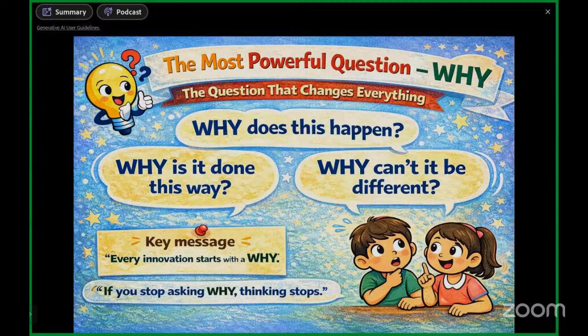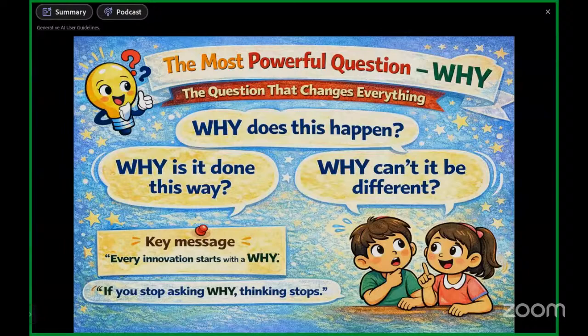Like, why does this happen? Why is it done in a certain way? Why can't it be different? You keep asking questions rather than doing it because your parent told you to do so, your teacher told you to do so, or your friends told you to do so. This is the most important thing that you will be learning today.